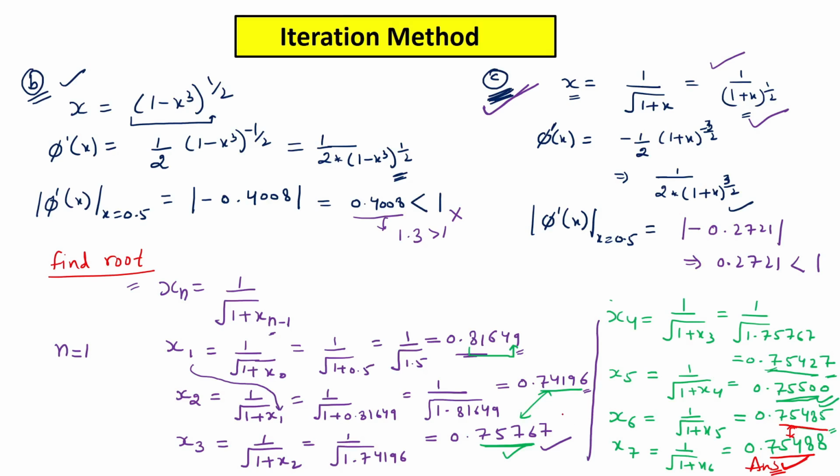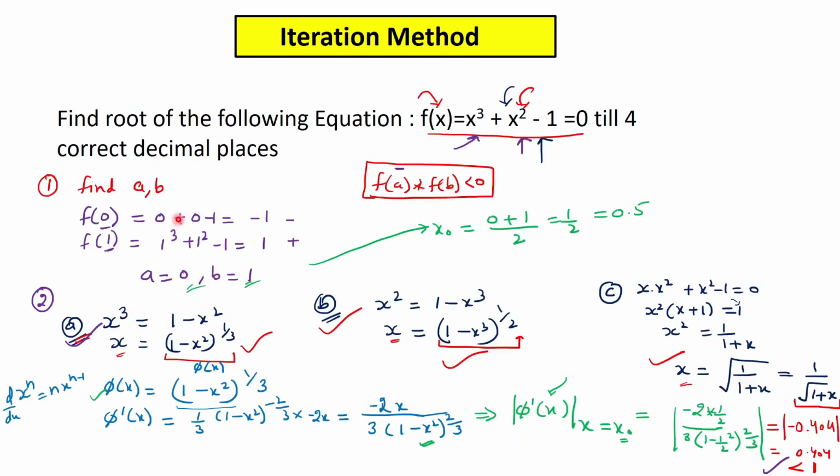So I think you have now understood how we can apply this iteration method on a given equation. Just for recap, we have to find the value of a and b using this condition, and after that we have to change this fx into the x equal to phi x form. Here in this question, the given equation can be transformed in 3 ways, and these are the 3 ways: A, B and C way.